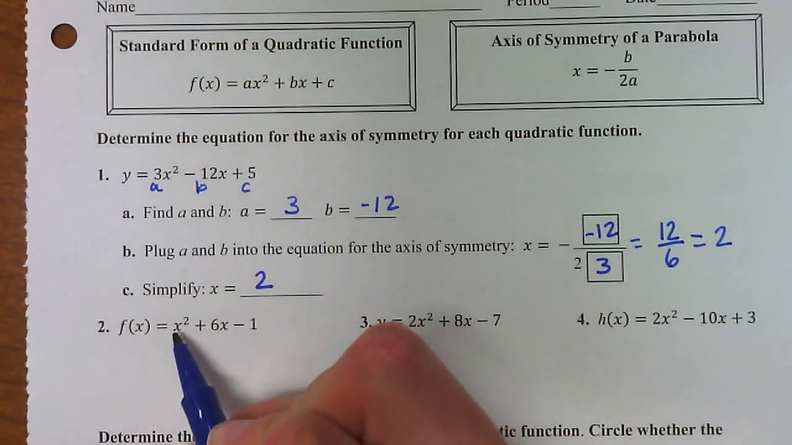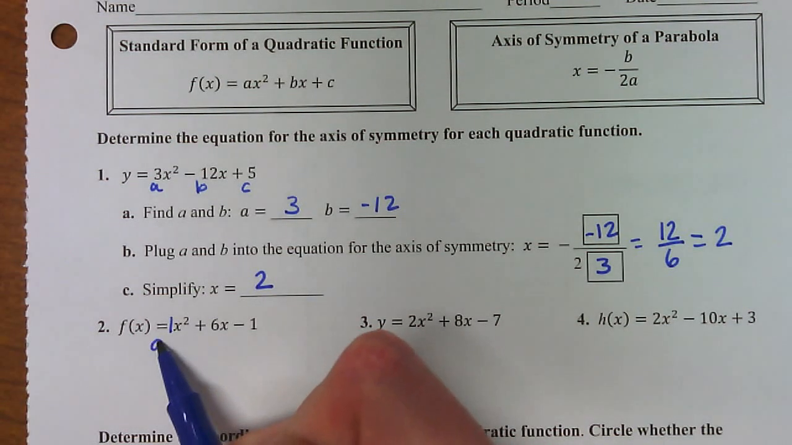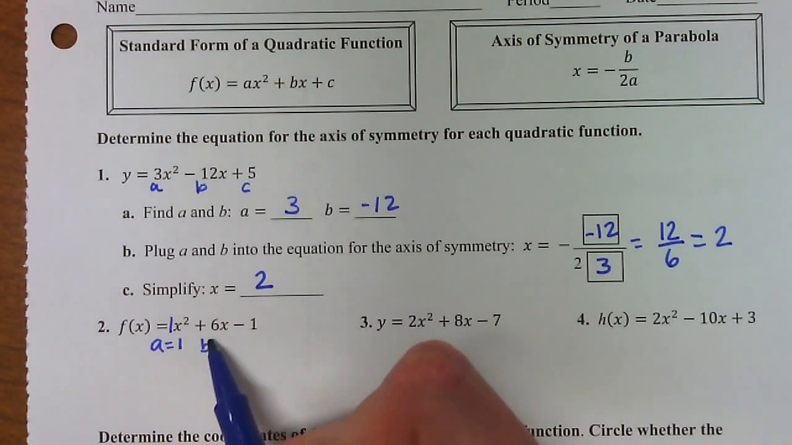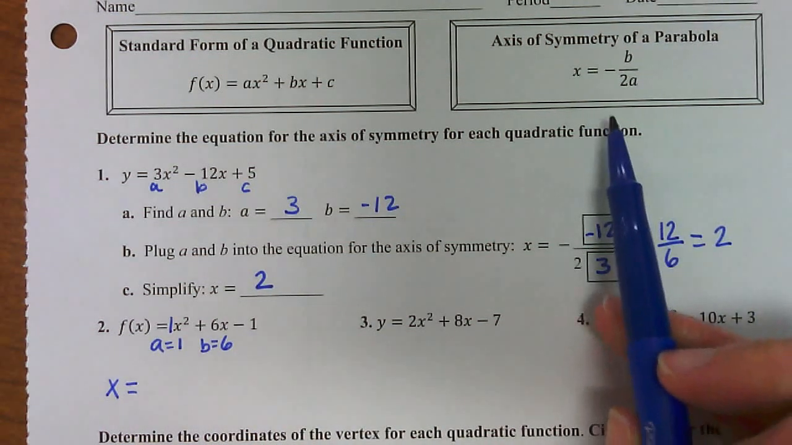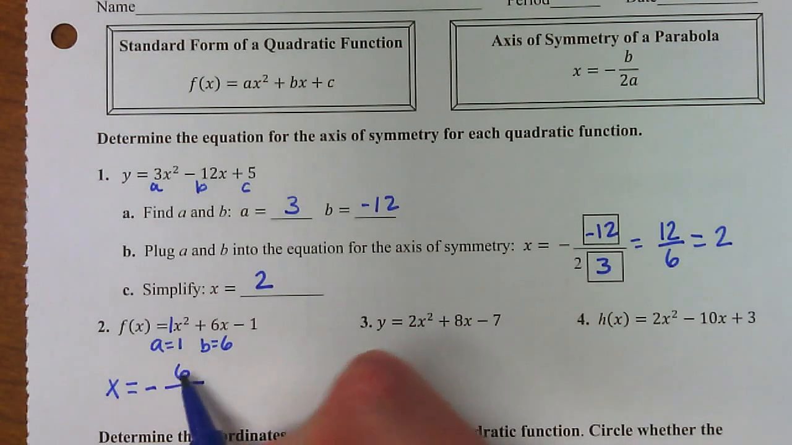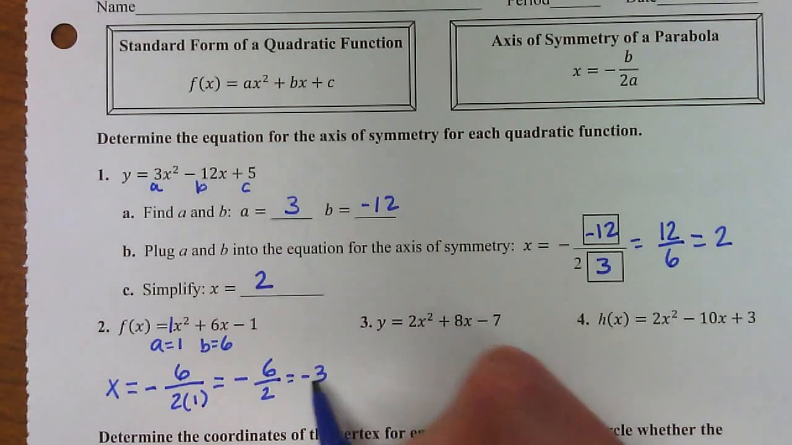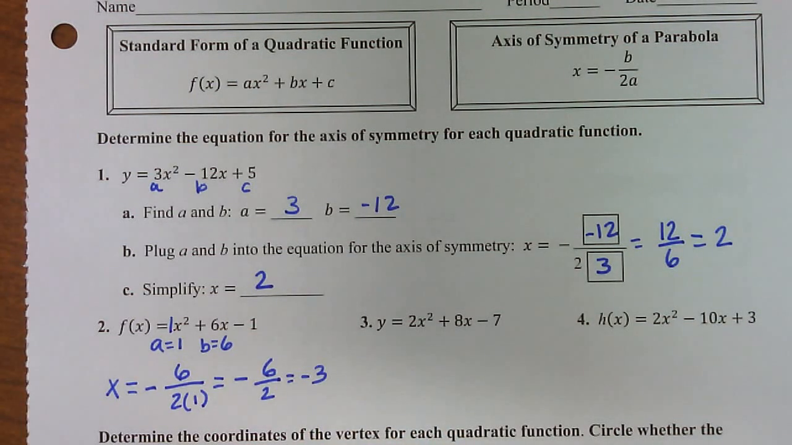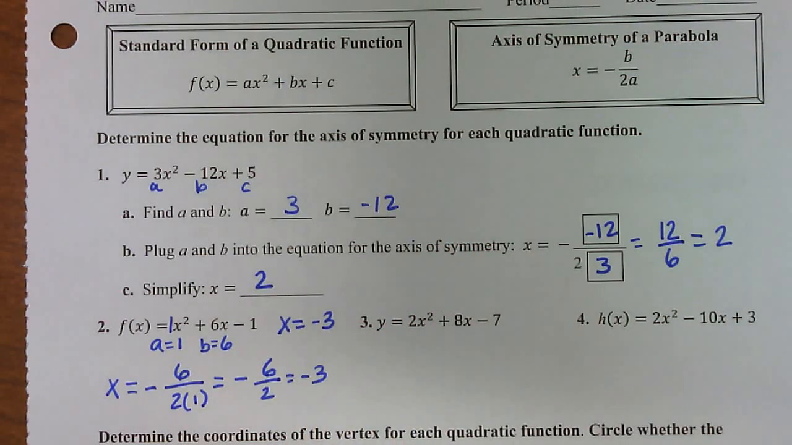Okay, for this one, there's no coefficient written, so that means our a value is 1, our b value is 6. So when we write our formula, again, we're focusing on this formula, there's a negative out in front, b goes in the top, so 6 in the top, and 2 times a in the bottom. So negative, we have 6 over 2, which is going to give us negative 3. So our final answer is going to be x equals negative 3.